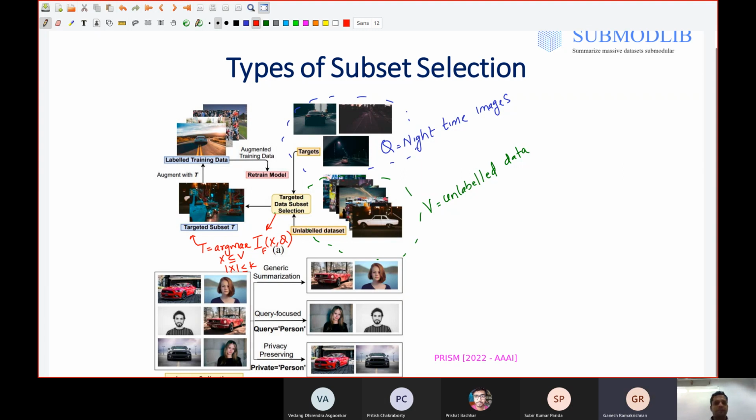This is my target subset. Now I identify the target subset and I label it. Why? Because this looks like nighttime images, and it's a subset of the unlabeled data which is worth labeling because it's aligned with my target. Is that clear? You can keep doing this. In fact, you can keep the loop on: augment, create more labeled data, retrain your model.